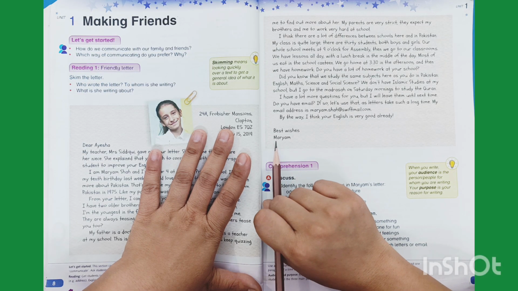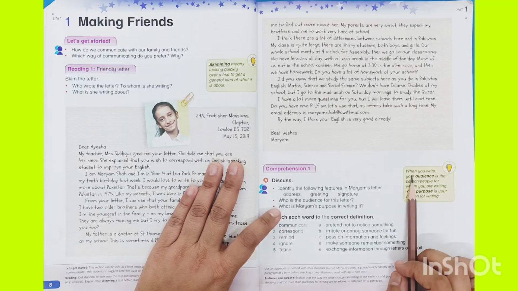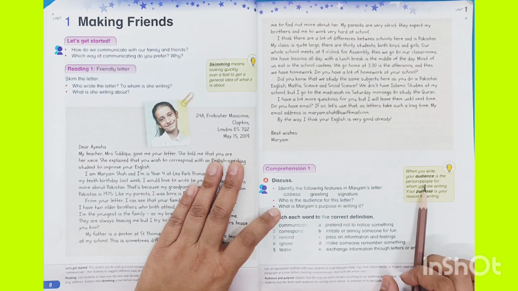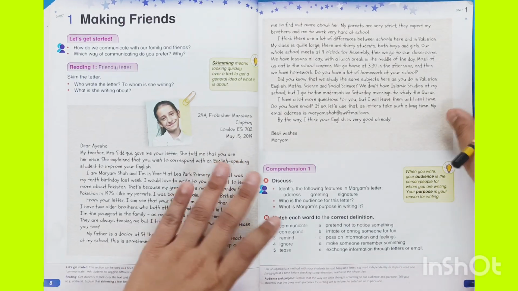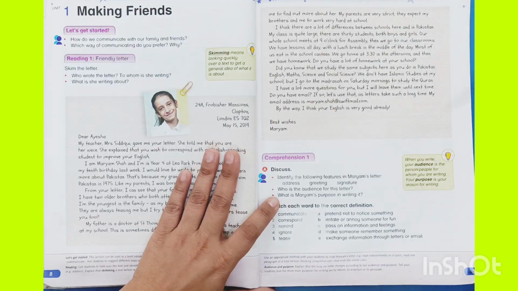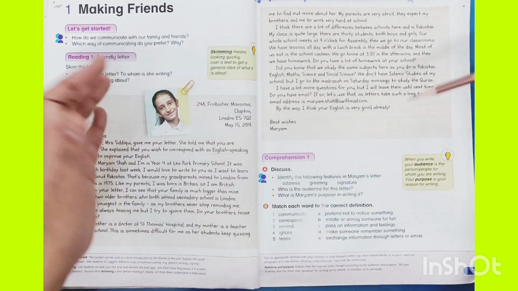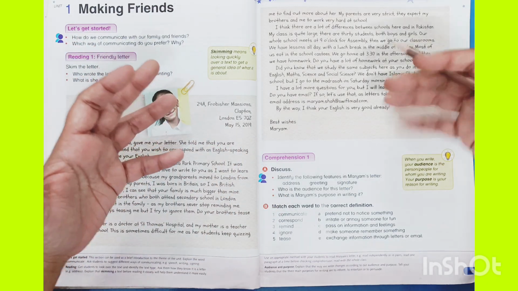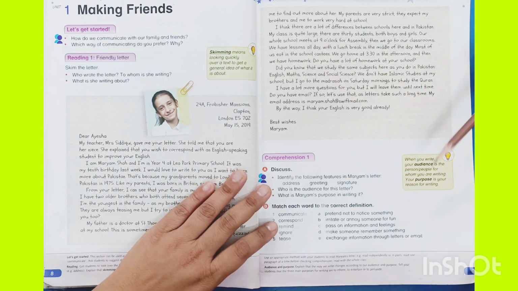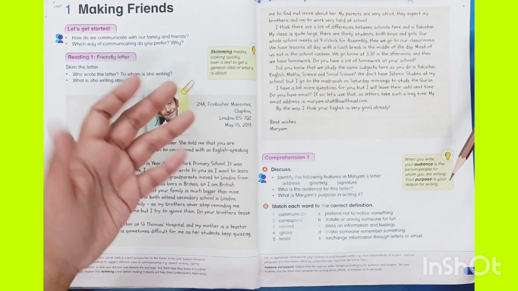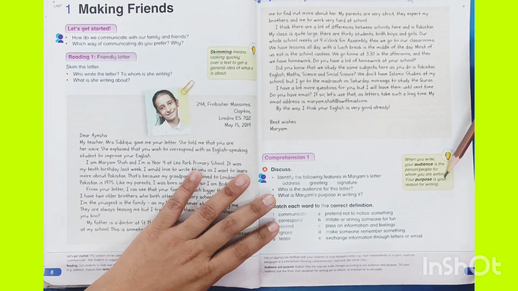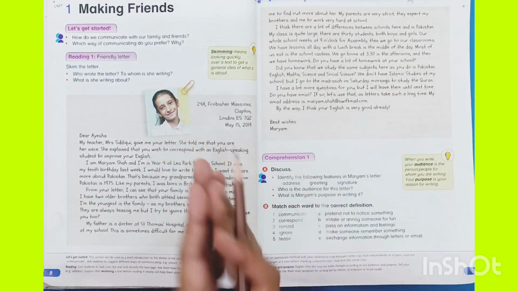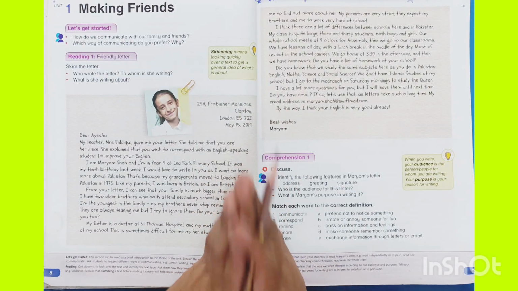Best wishes, Mariam. So they are saying that when you write, your audience is the people for whom you are writing. Okay, obviously, the reader is your audience. So at this time, we are the audience because we are reading the letter. Okay, and whom you are writing. Your purpose. What is the purpose of writing a letter? It is your reason for writing, the reason you are writing to anyone.